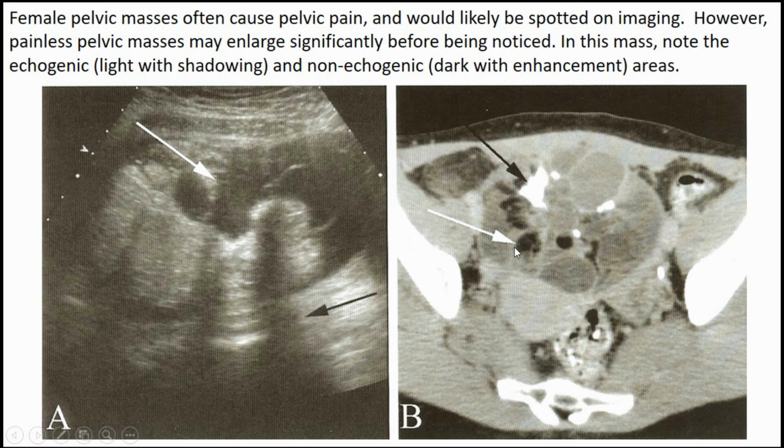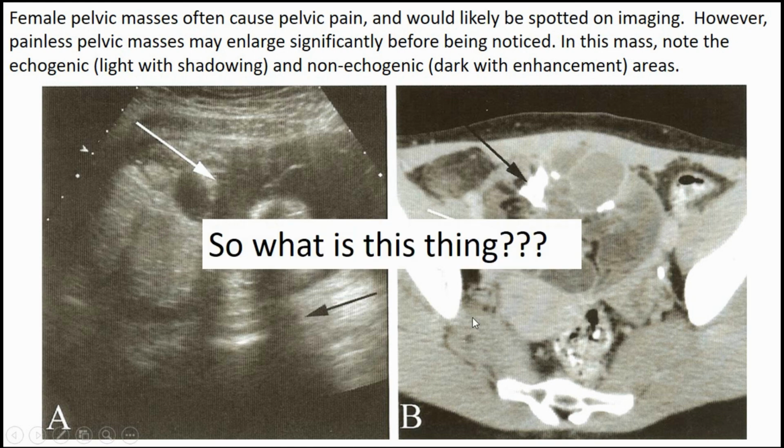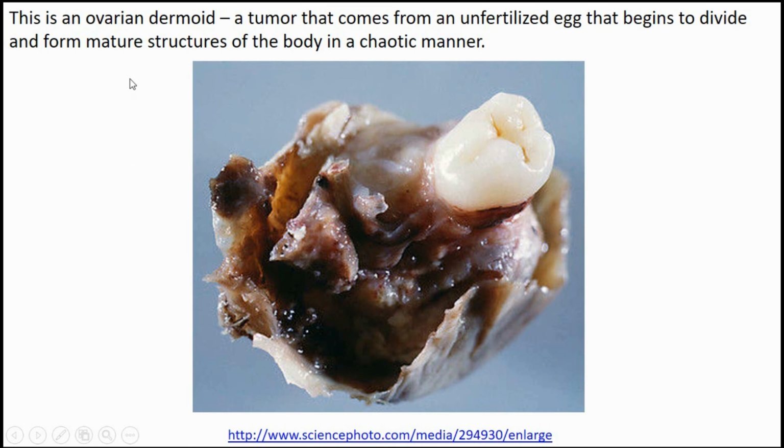CT scan shows something similar. We have fluid and solidity, something very solid, looks like bone in there that was causing pelvic pain. And what do we have in this case? What is it? This is an ovarian dermoid. This is a tumor that can sometimes form as a result of an unfertilized egg that somehow gets it into its mind to start dividing as though it's a blastocyst and starts just pumping out tissues.